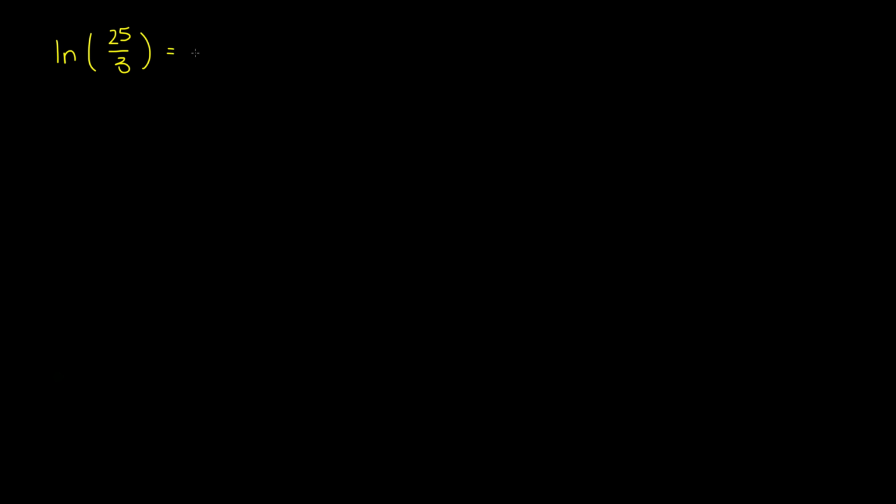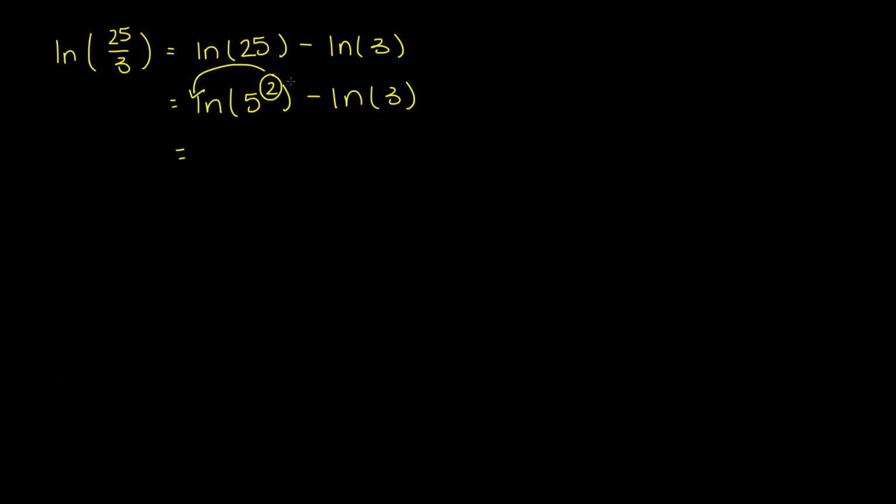The next thing I'm going to do is pull them apart through subtraction using that quotient property. So natural log of 25 minus natural log of 3. And then looking at this, I'm thinking, is there any way I could simplify this anymore? Well, I do know that 25 is a perfect square. So I'm going to pull out that perfect square to simplify even more inside the parentheses and expand this out even more. That 2 goes to the front, so we have 2 natural log of 5 minus natural log of 3.